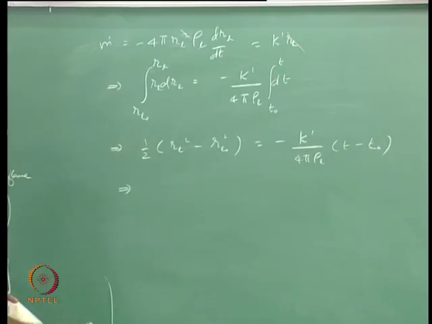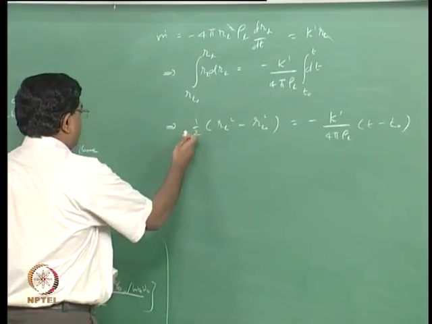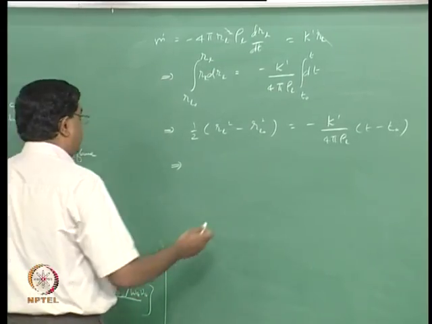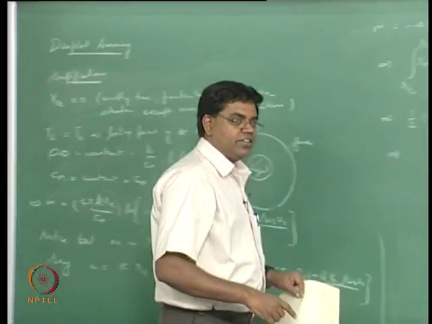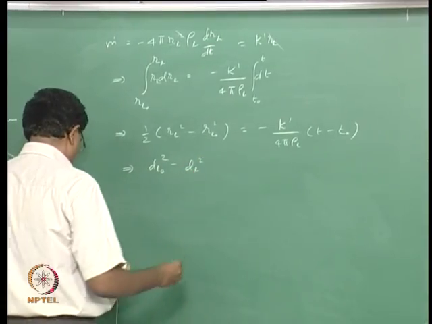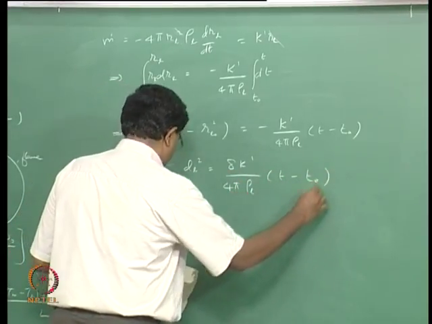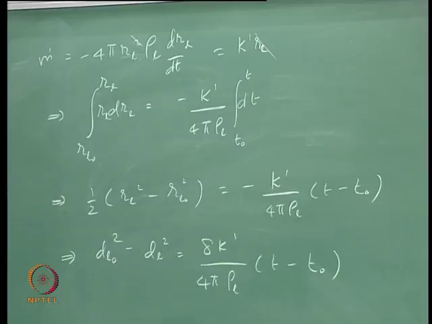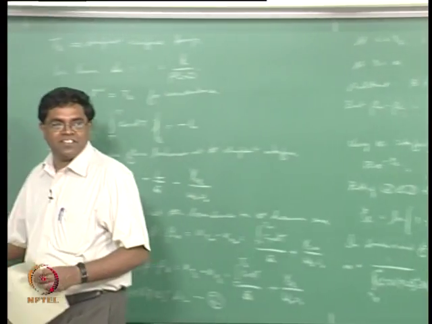And keep in mind, RL is nothing but DL over 2, so RL squared will be DL squared over 4, and so the 4 and 2 are going to get together to make an 8, and then of course you have a 4 pi that's going to go away, and K prime also has a 4 pi, so don't be in a hurry to cancel that with the 8, okay. So DL naught squared minus DL squared is equal to 8 K prime divided by 4 pi rho L (T minus T naught). So now it's beginning to look like the D squared law. Boy, about 10 minutes ago, this didn't look like the D squared law at all. Okay, but that's the D squared law there.